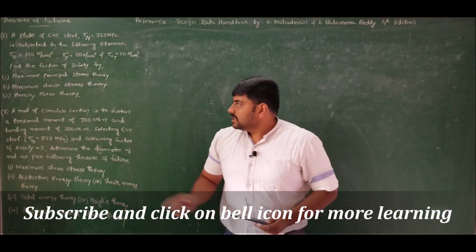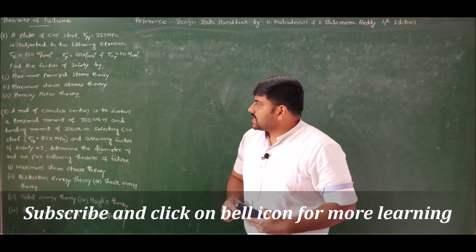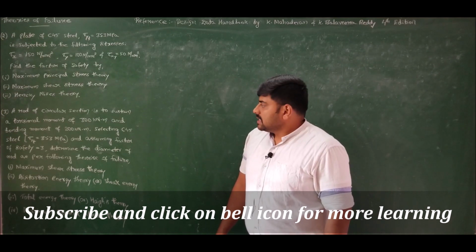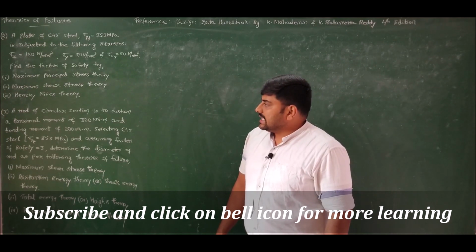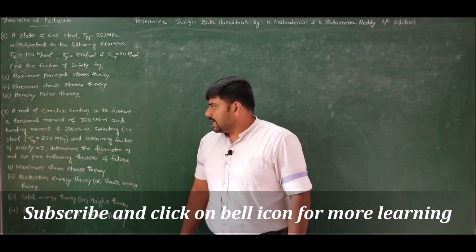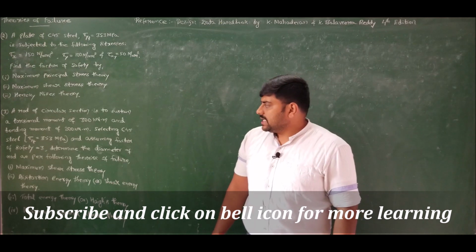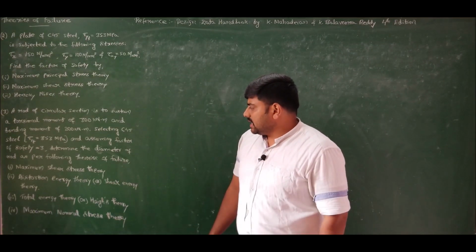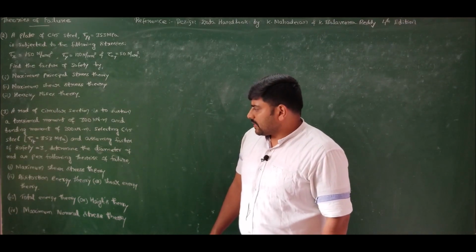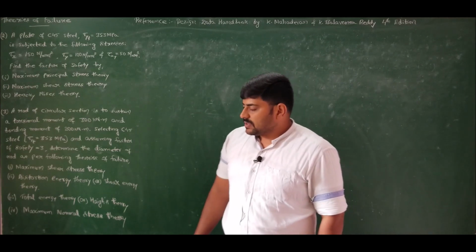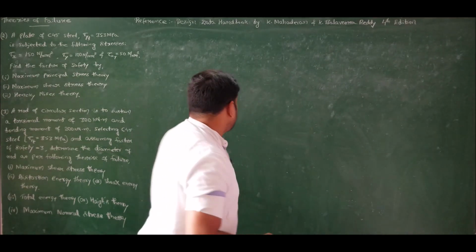Now moving ahead, problem number 3 states that a rod of circular cross section is to sustain a torsional moment of 300 kN meter and a bending moment of 200 kN meter. Selecting C45 steel with tensile yield strength of 353 megapascal and assuming a factor of safety of 3, determine the diameter of the rod as per the following theories of failure. First one, maximum shear stress theory. Second one, distortion energy theory or shear energy theory. Third one, total energy theory or Haigh's theory. Fourth one, maximum normal stress theory. Come, let us solve this problem.